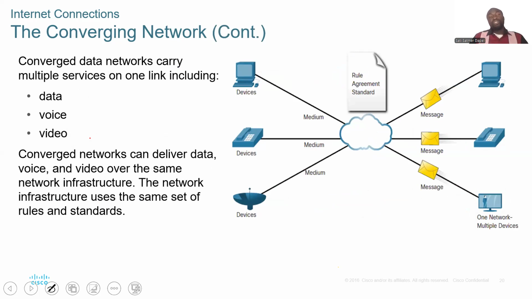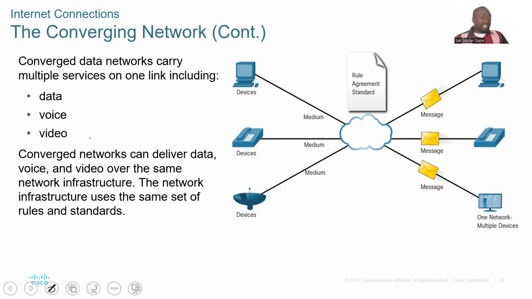A converged network is where your voice, your data, your video are all carried on a single channel. So if I pick my phone, for instance, I can make calls on the internet. I can stream video on the internet. I can browse data on the internet. So that's a converged network. A converged network is where you have voice, video, and data all conveyed through one channel or one medium.